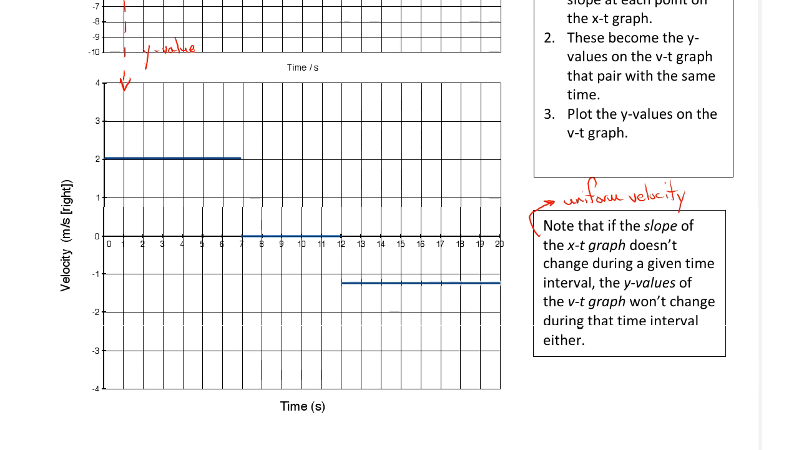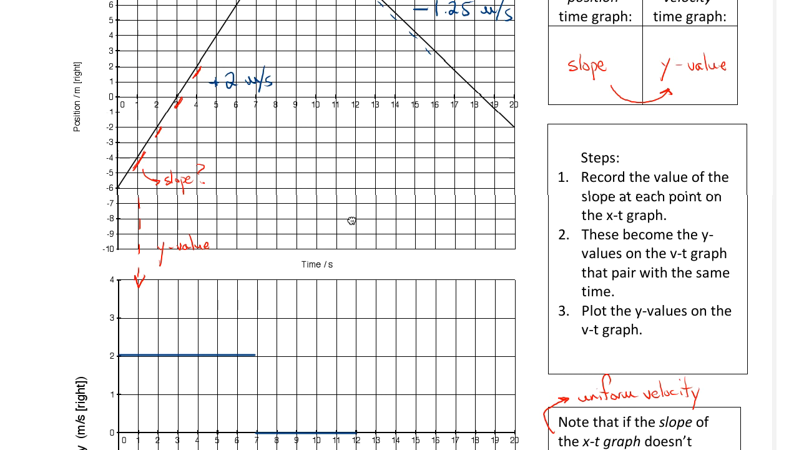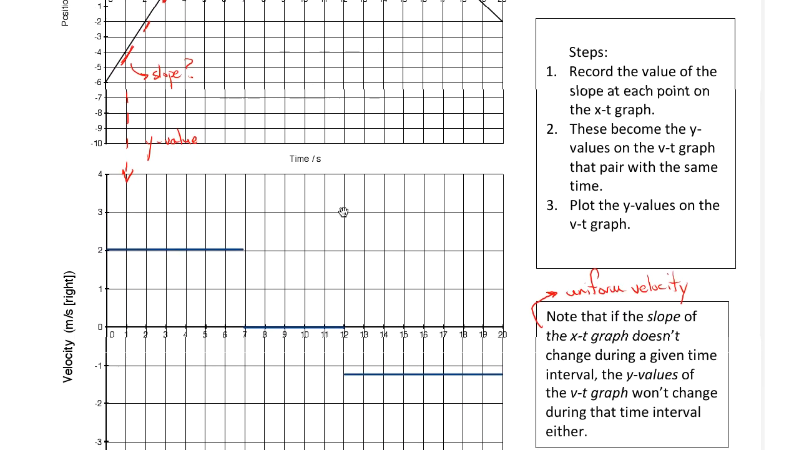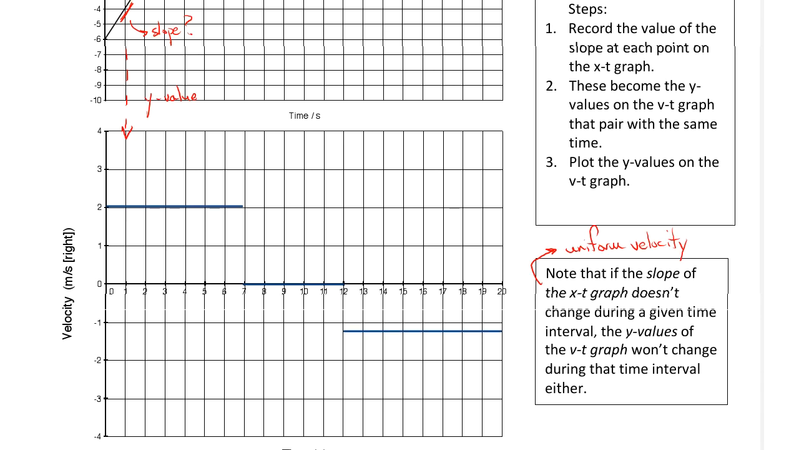Now what about the connections between here? Well, if you look above, what's happening is the slope is changing instantaneously. We've got a sharp bend there. So that means that the y values here are changing instantaneously as well.